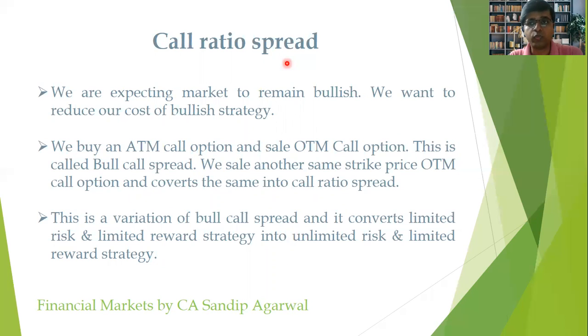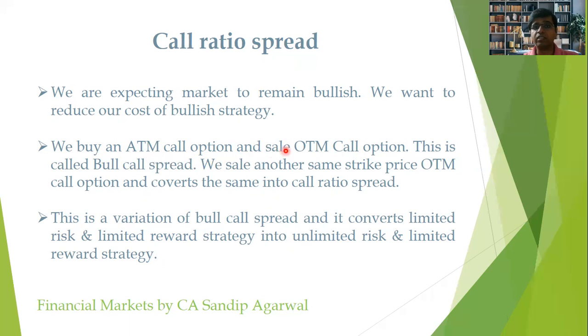In the call ratio spread, the person basically sells another OTM call option of the same strike and thereby converts the bull call spread into a call ratio spread. So if you refer to para 2 in this slide, the person basically buys an ATM call option and sells another OTM call option.